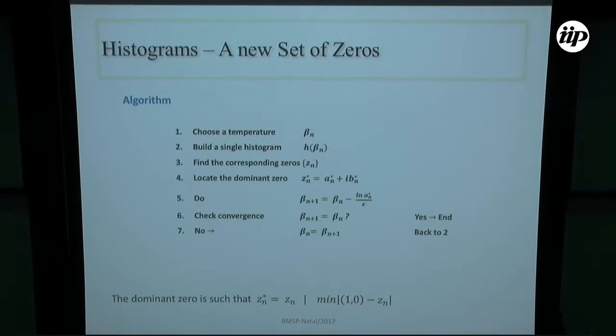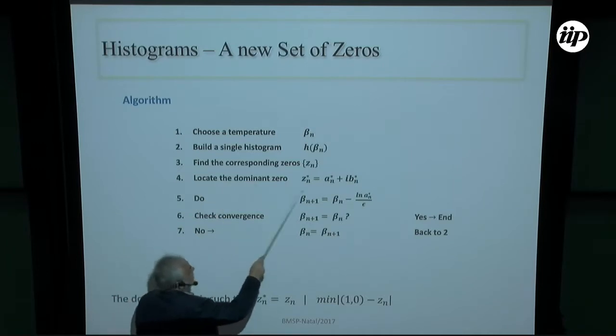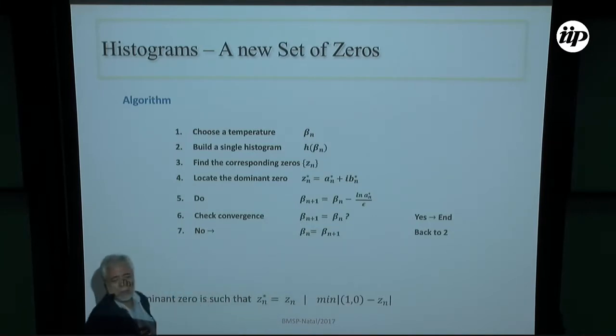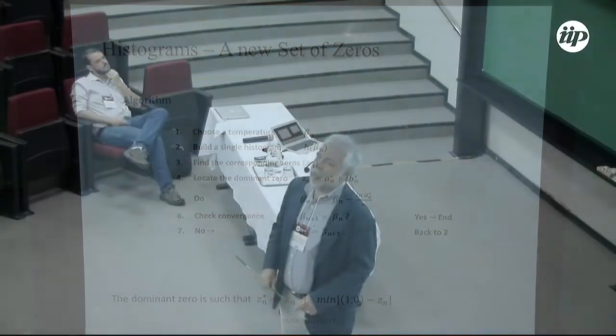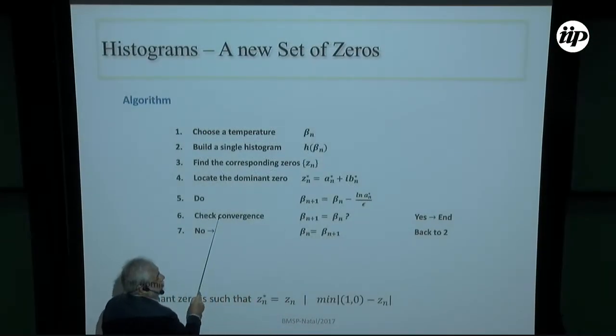Let me give you an example of how to use this. Choose any temperature, beta n. Build the single histogram. Find the entire zero picture. Choose the dominant one, located, it is of course complex. Calculate iteratively the next beta. What we expect is that this zero is dominant enough that it attracts, there is an attraction basin, so that we can do this iteratively. And we check the convergence in this way.